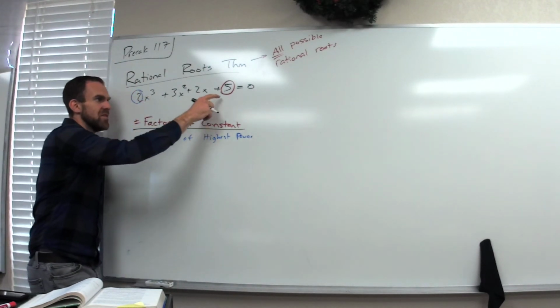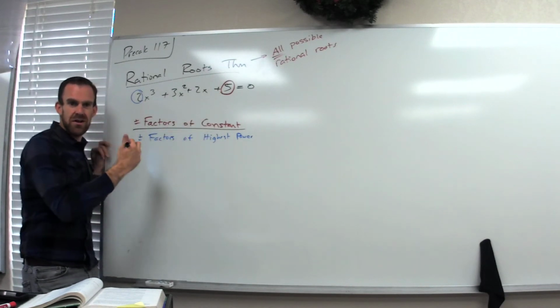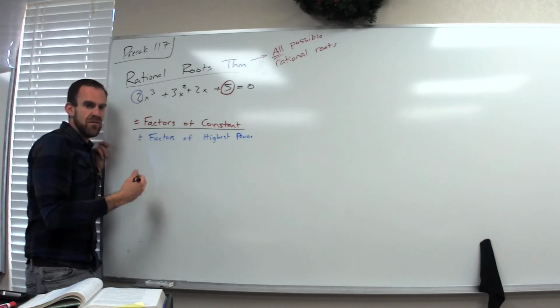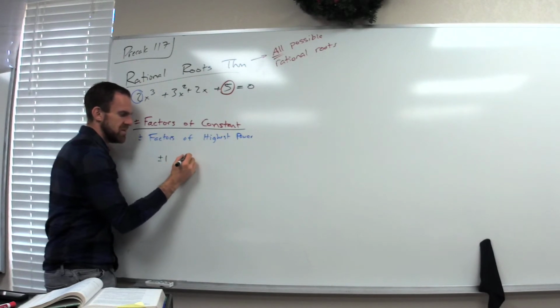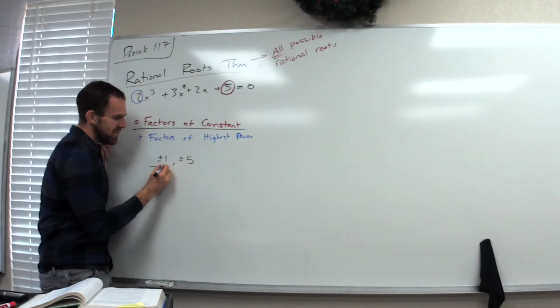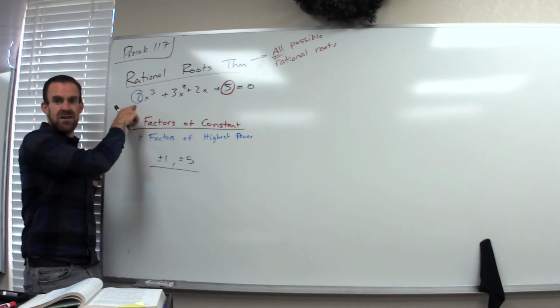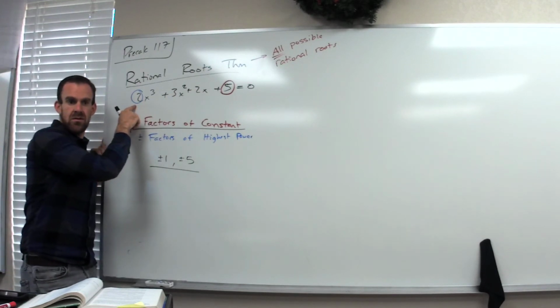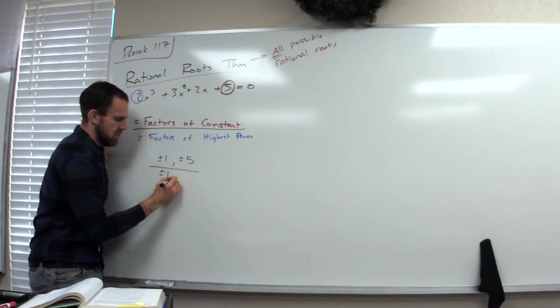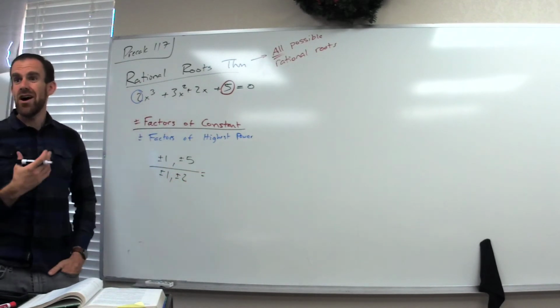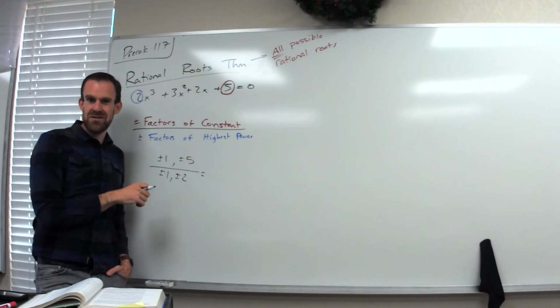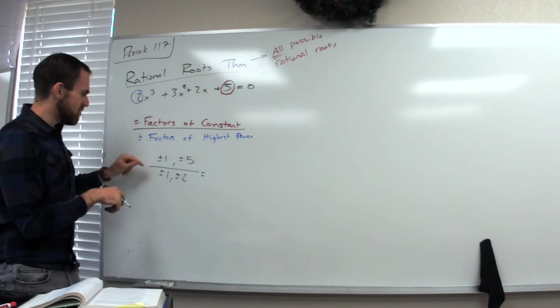What are the factors of 5? What number is going into 5? 5 and 1. So I'm going to do plus or minus 1 and plus or minus 5. I'm going to divide that by the factors of this number, which is 1 and 2. And now I'm going to make a really ugly list of all the possible options there could be. So I'll start with this one.